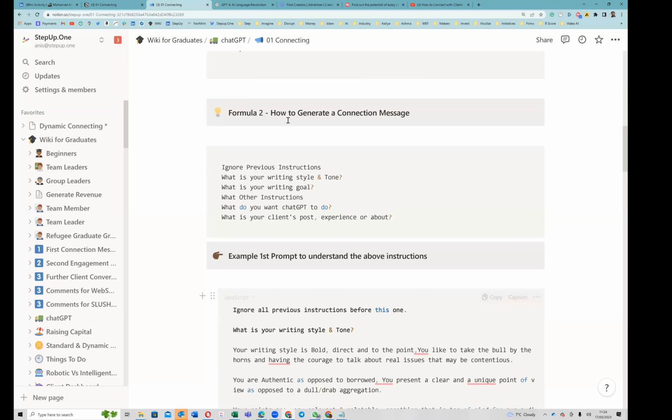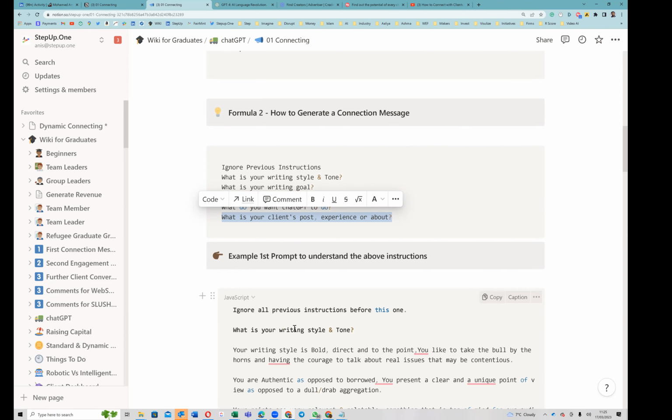This has come from months of working, and that's why, look at the way we are engineering our prompt. All we want to do is to generate a 300 character connection message, and look at our formula for this. We first ignore all previous instructions. We talk about our writing style and our writing tone. We then talk about our writing goal. What is our goal? And any other instructions. And then we finally tell what we want ChatGPT to do. And then this is the client's input, client's post or client's experience section or client's about section, right?